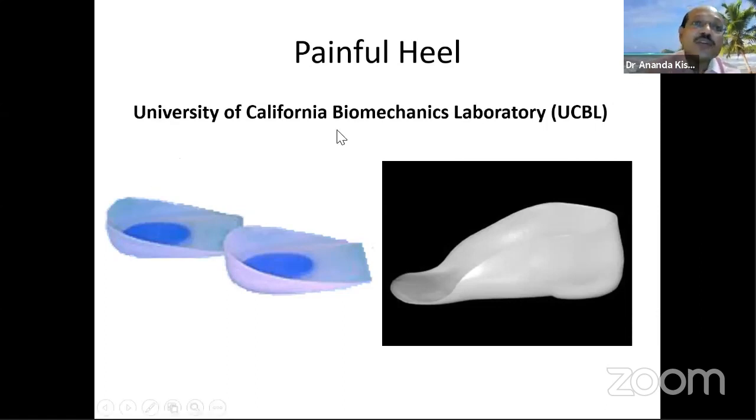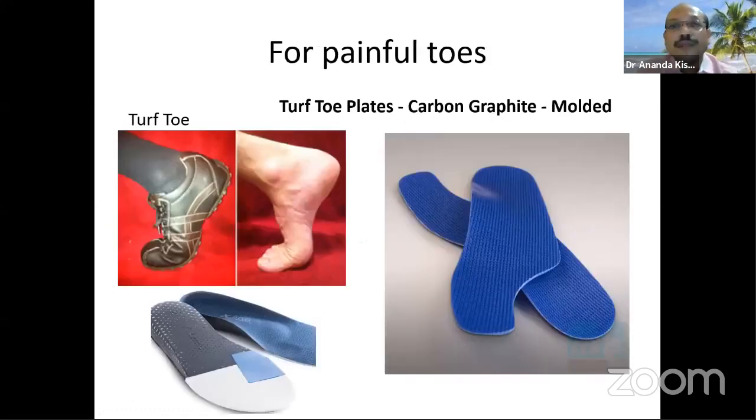Similar thing, you can use the University of California Biomechanics Laboratory, UCBL, that is the silicone heel. It may be used only opposite to the heel, or the total contact silicone mold. That can be used only for the painful heel. If the whole sole of the foot is painful, that can be used. And this nomenclature is usually asked in the examination. UCBL. What is the full form of UCBL?